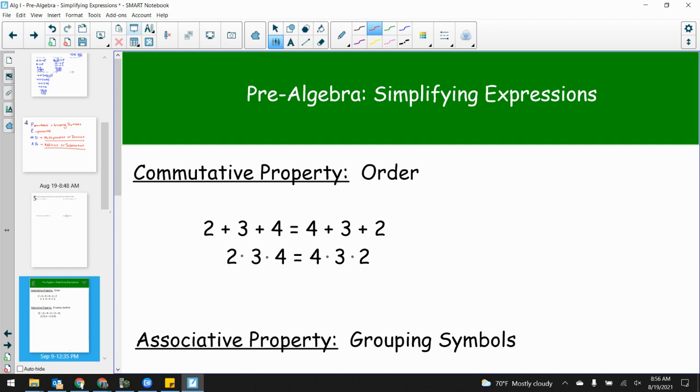For example, 2 plus 3 plus 4. 2 plus 3 plus 4 is 9.